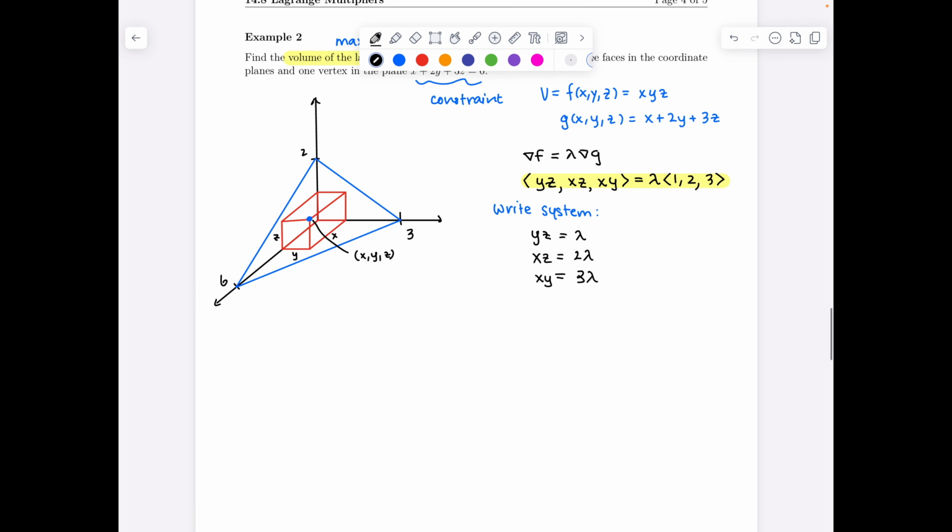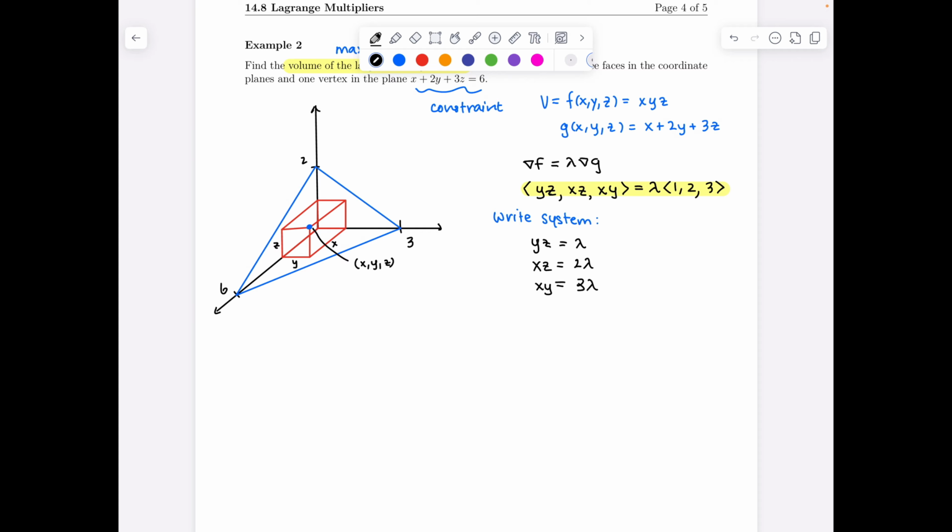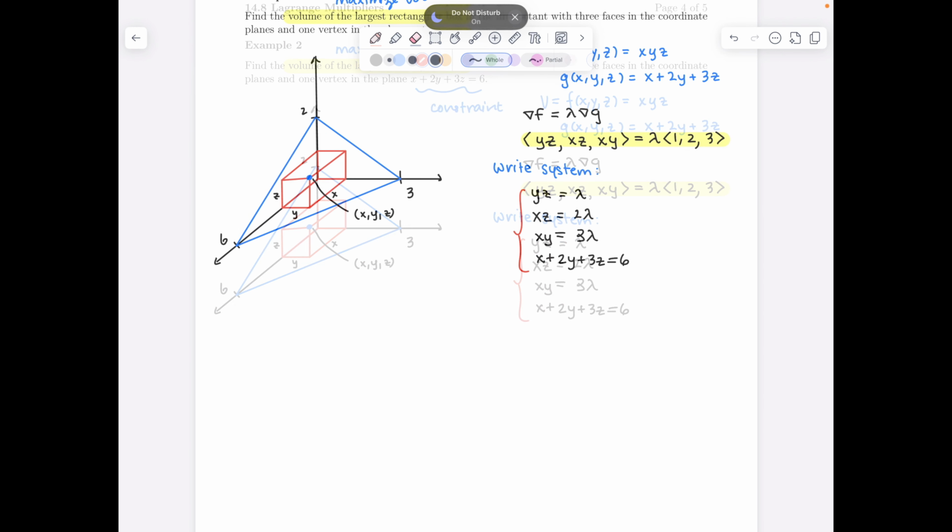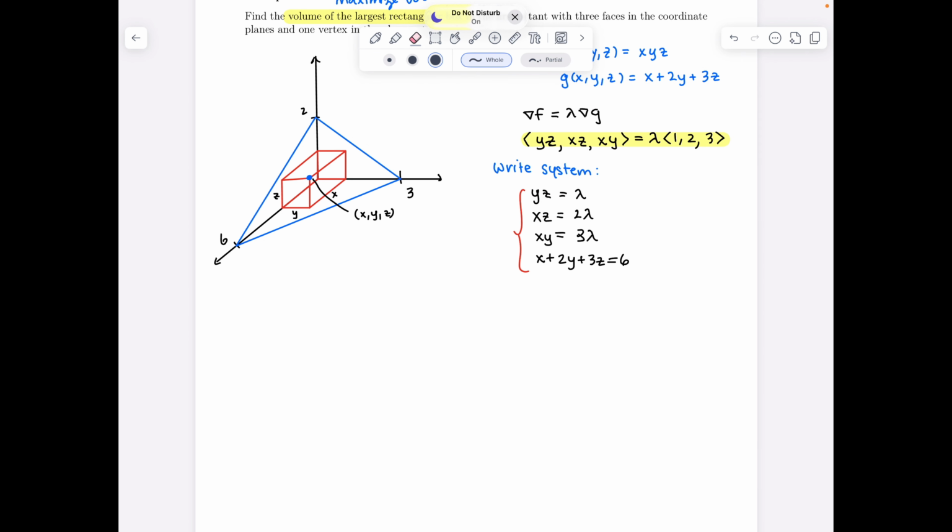We add to that list, remember, we always put the constraining equation on it, and that's the equation of the plane here, because it's determining what x, y, and z are allowed to be, which then impacts the volume of the box. So there's my system. For ease of reference, I'm going to give these equations each a number so I can refer to them.